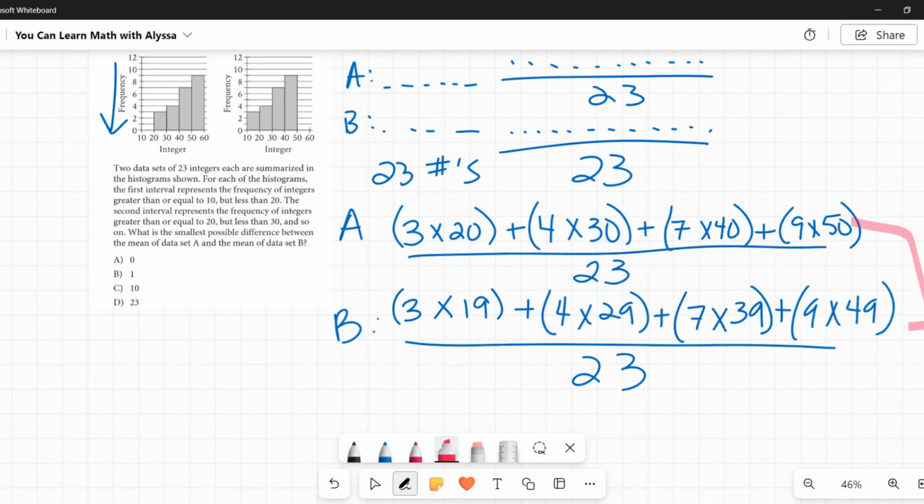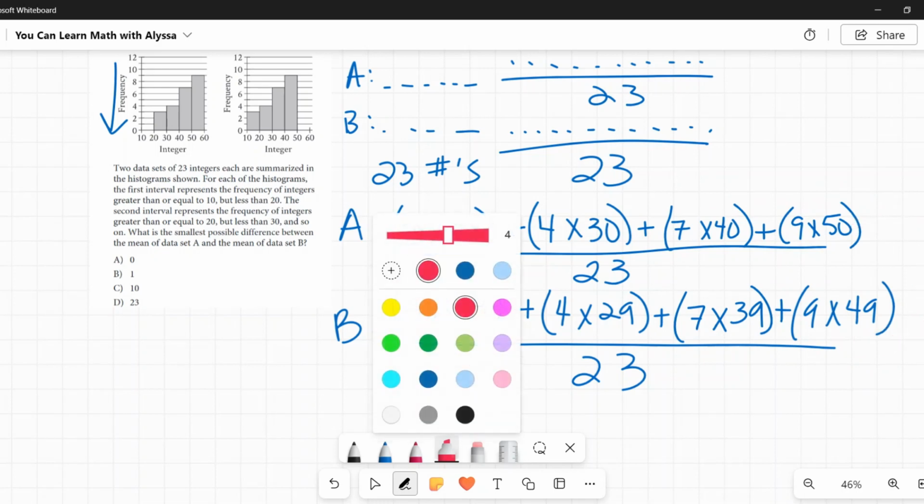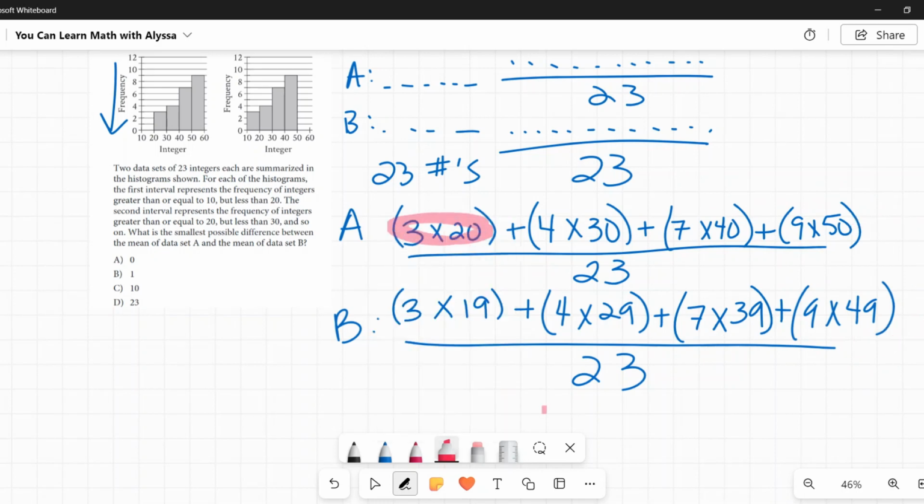What is going to be the difference between these two sums? Here I have 20 threes. Here I have 19 threes. That is the difference of a single 3. Here I have 30 fours, and here I have 29 fours. What's the difference between them? This one is 1 four less. Next one, 40 sevens is the way to look at this, and 39 sevens. What's the difference there? A 7. This one has fewer 7s.